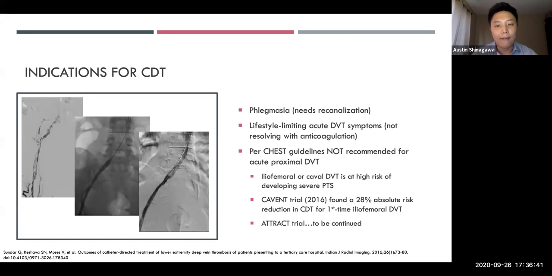However, iliofemoral and caval DVT is at the highest risk of developing severe PTS. And then the CAVENT trial in 2016 found a 28% absolute risk reduction in PTS for first-time iliofemoral DVT with the use of CDT. And so that sets the stage for the ATTRACT trial, which Ricardo will be covering later. And on the left here is a picture of a proximal clot. You can see a balloon venoplasty and then some recanalization of flow here.